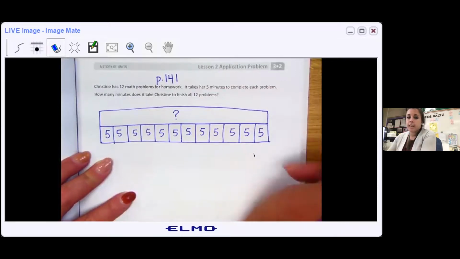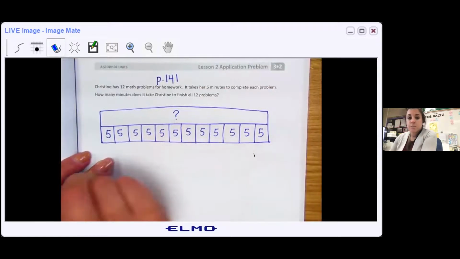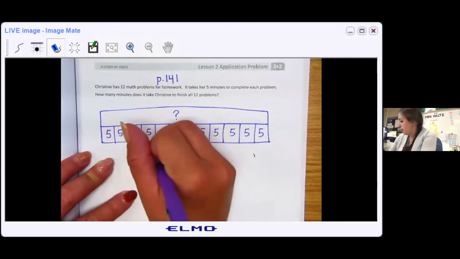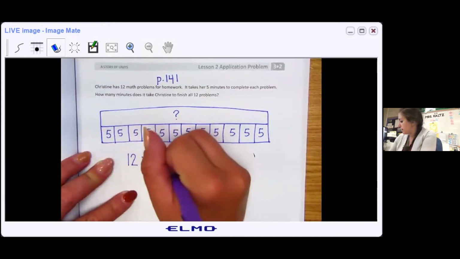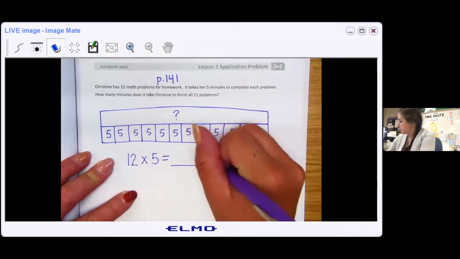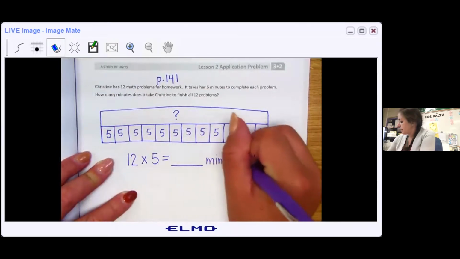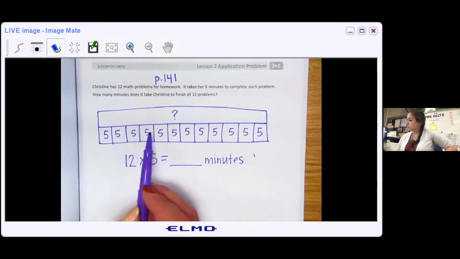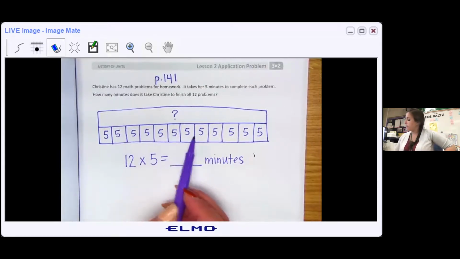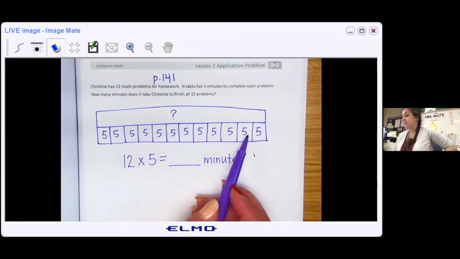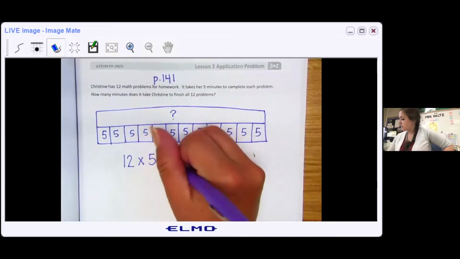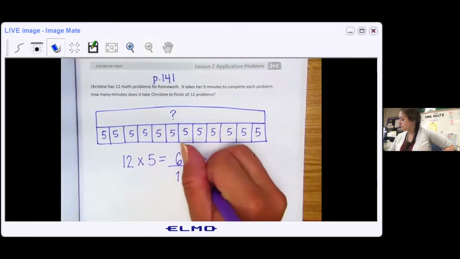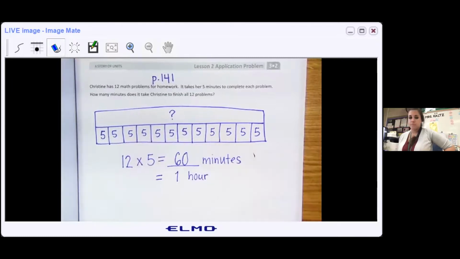All right, so looking at this, I'm going to write this as a multiplication problem. She has 12 groups of 5, and we're trying to find out how many minutes that takes her. So let's skip count to find out. 5, 10, 15, 20, 25, 30, 35, 40, 45, 50, 55, 60. I could also say that it takes her 1 hour. Those mean the same thing.